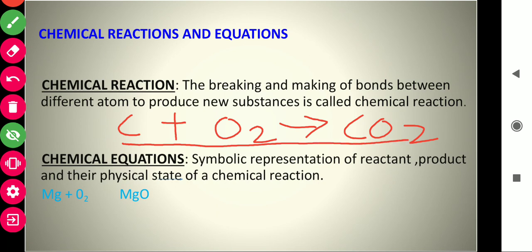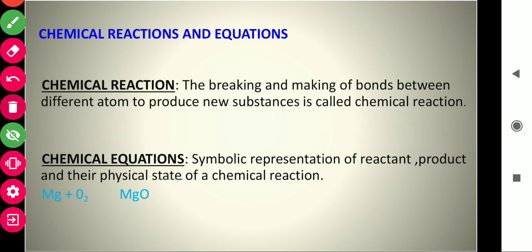Students, always remember that we have to keep the physical state in brackets. For example, carbon is solid, so we will write S in brackets. Oxygen is a gas, we will write G, and CO2 is also a gas, so we will write G again.